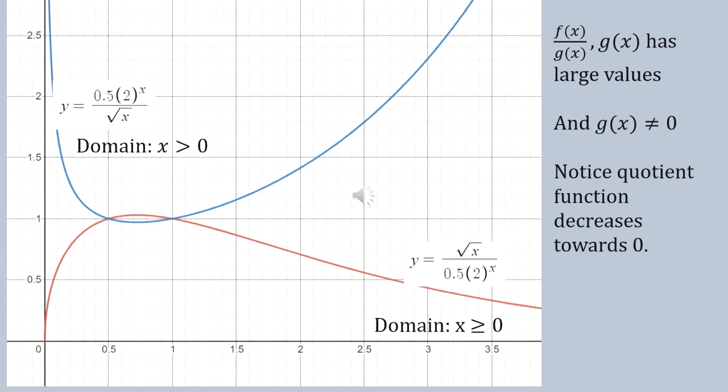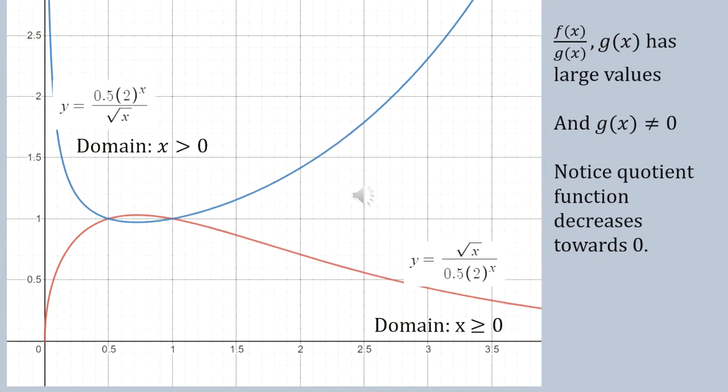Functions can also be divided. So here we are dividing the exponential function by the square root. You also could have the square root being divided by the exponential function. One thing to pay attention to when you are dividing by functions is to see whether or not you've created a new restriction by the division.